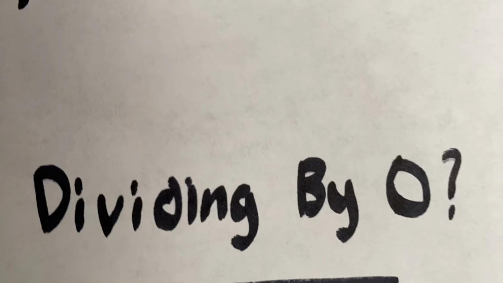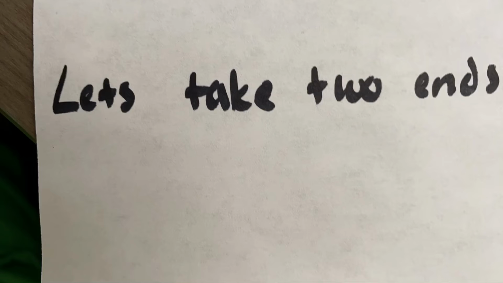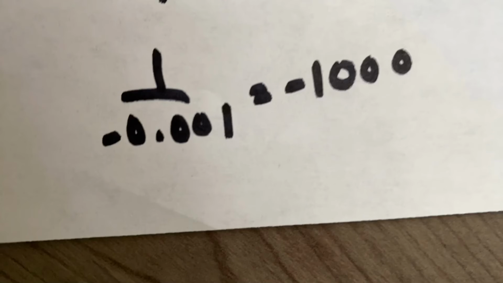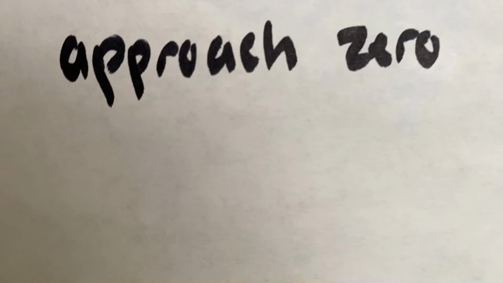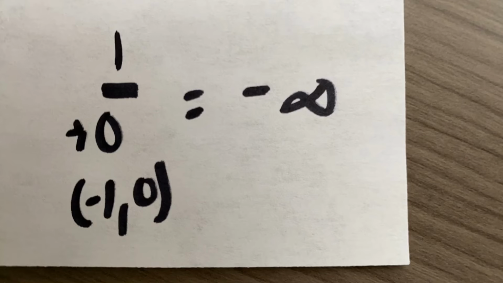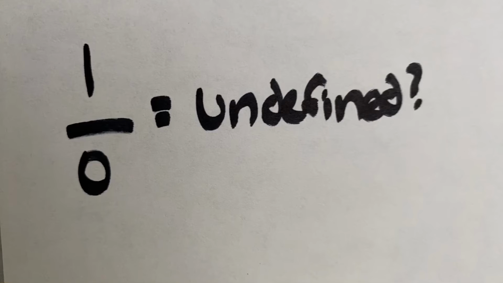Time to talk controversy. What is dividing by zero? Let's take two ends. 1 divide 1 equals 1. 1 divide negative 1 equals negative 1. Now, 1 divide 0.001 equals 1,000. And the opposite, negative 1,000. As we approach zero, we say 1 towards 0 equals infinity. 1 and to negative 1 to 0 is negative infinity. Doesn't that make it undefined?